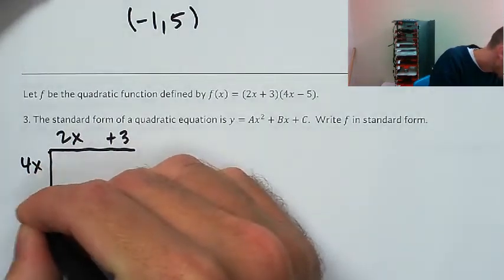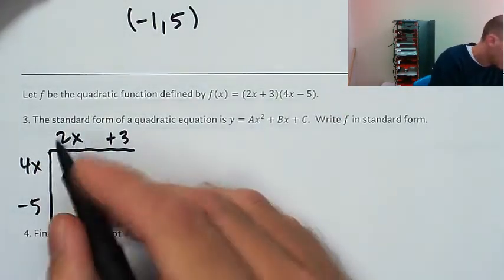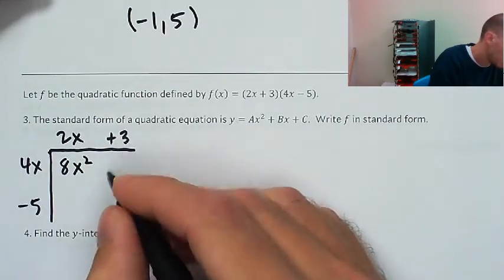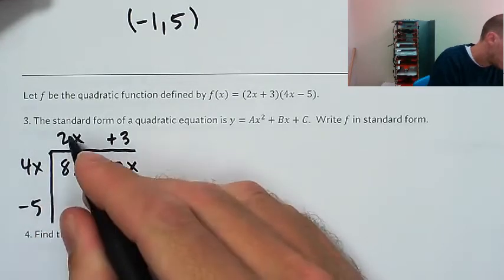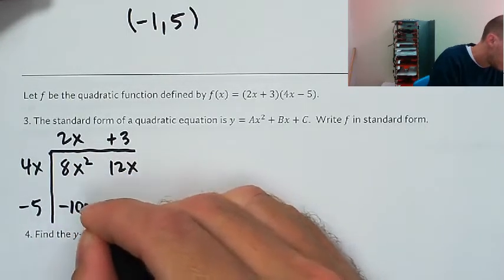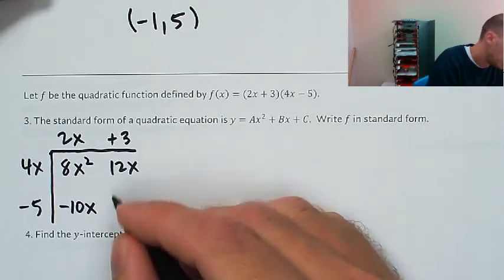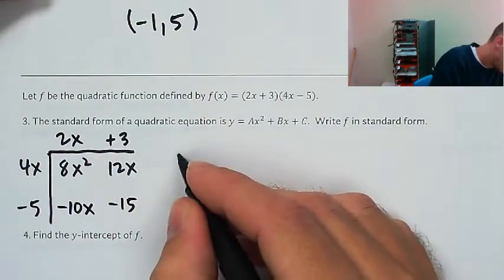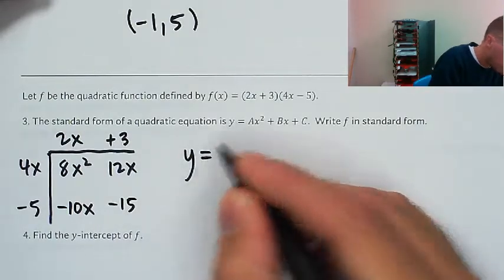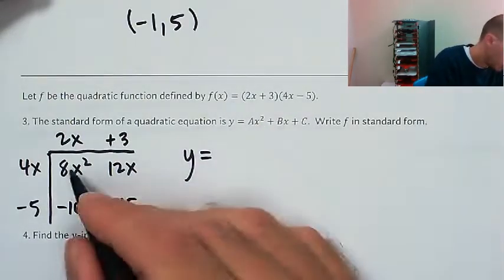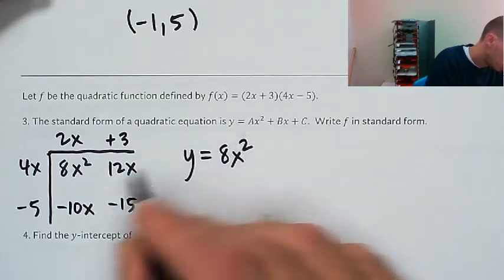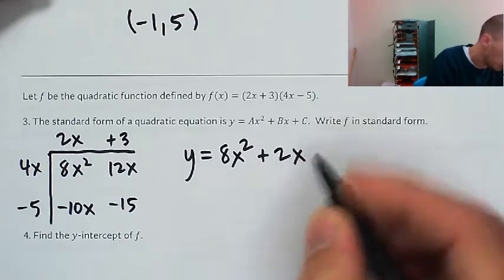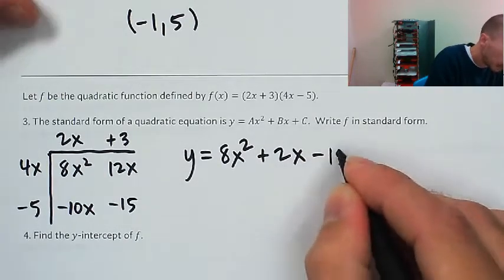So this would be 4x and minus 5, along the top. Then 2x times 4x is 8x squared. 4x times 3 is 12x. 2x times negative 5 is negative 10x, and negative 5 times 3 is negative 15. So I add all this together: f of x equals 8x squared minus 10x plus 12x, which is a total of positive 2x, and then minus 15.